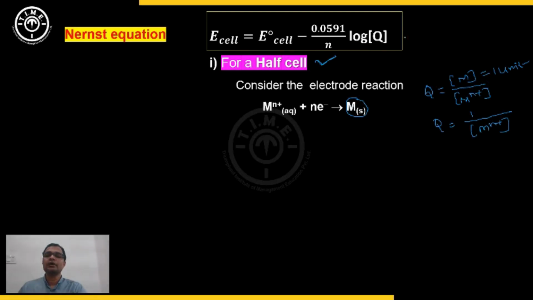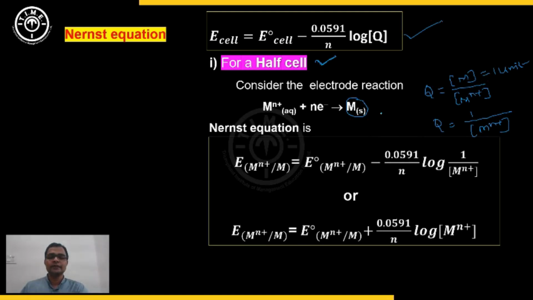This value I have to substitute in this Nernst equation. Now you see, this is the Nernst equation. In this equation, we calculate the electrode potential of the metal. So E of M n plus ion to M, because M n plus ion is reduced to metal, is equal to E naught of M n plus ion to M minus 0.0591 by the number of electrons transferred n, log of the Q value, which I have substituted as 1 by M n plus ion molar concentration.